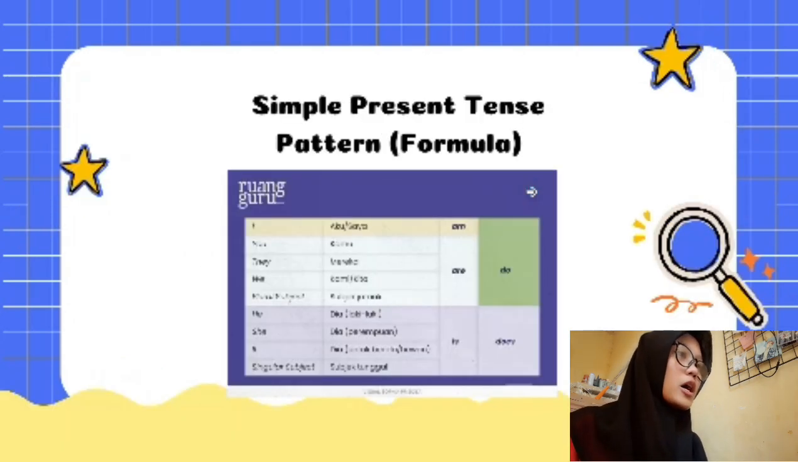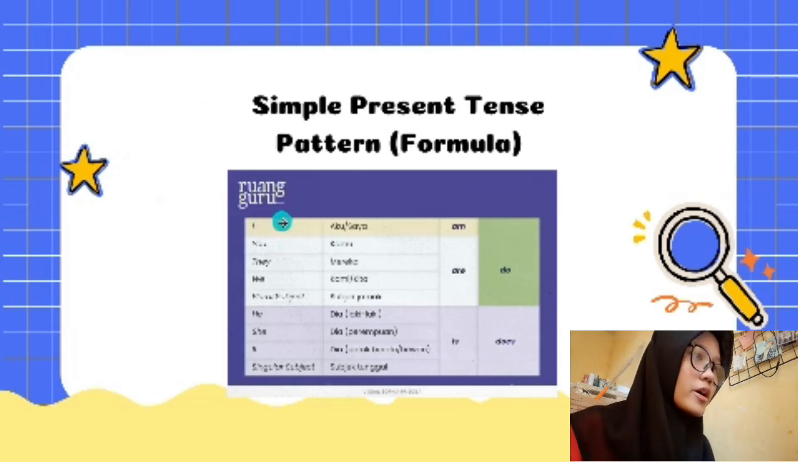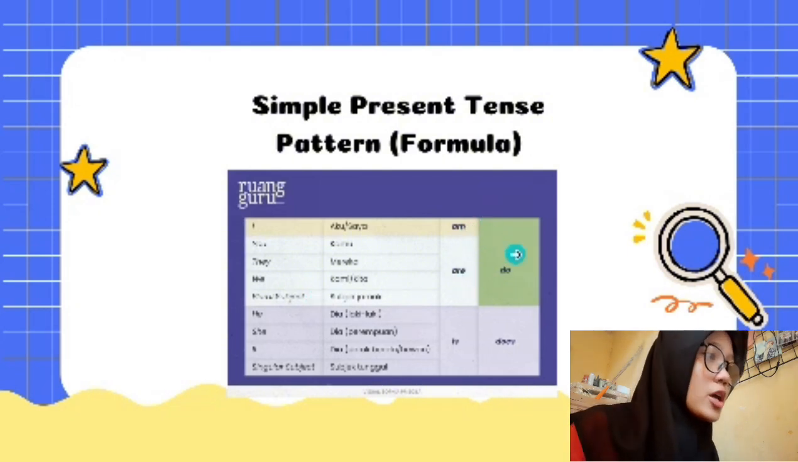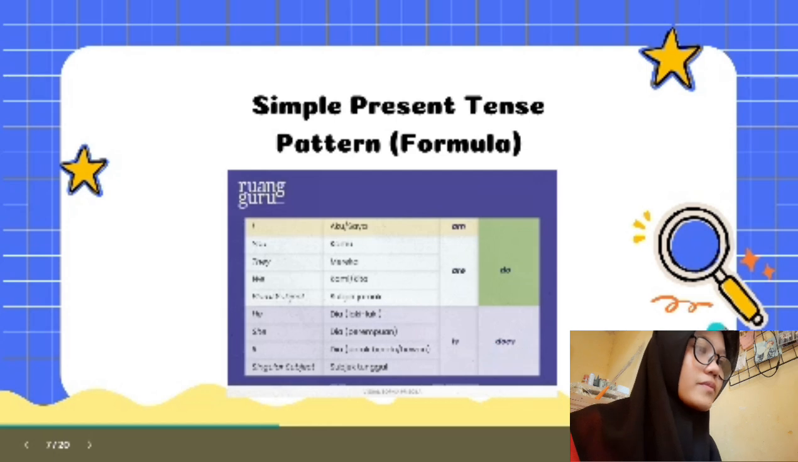Next, this is the simple present tense pattern formula. There is I, you, they, we, plural subjects. We can use am, are, and do. Next, he, she, it, and singular subjects.